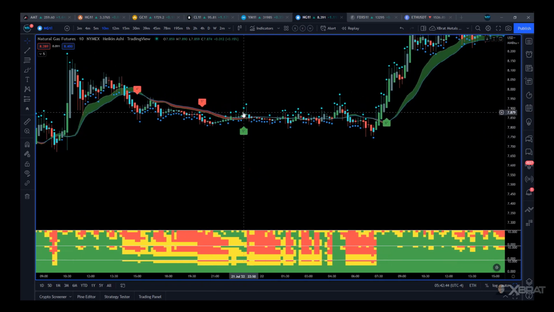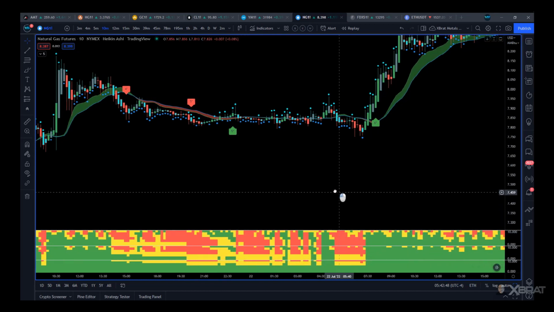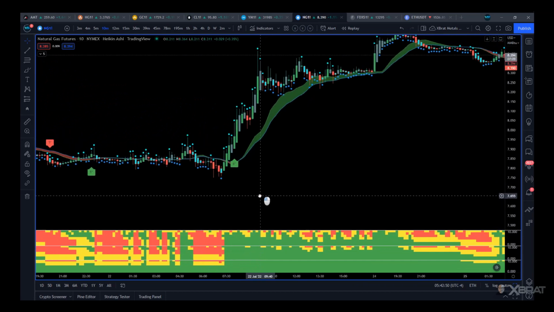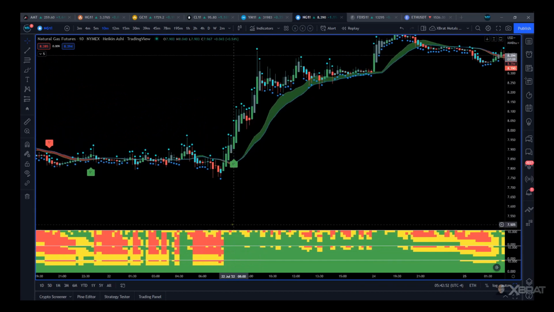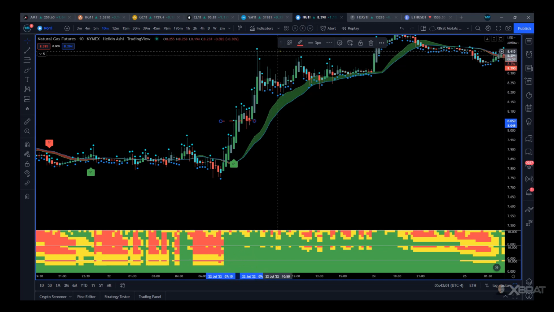Then we get a 5-star buy. But again, look, we're green and yellow, no good. Then we get a 6-star buy signal here, all green, good to go. Again, signal candle is this one here, 1 tick above, that's our entry.